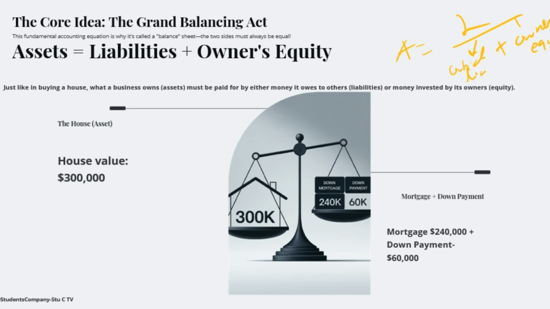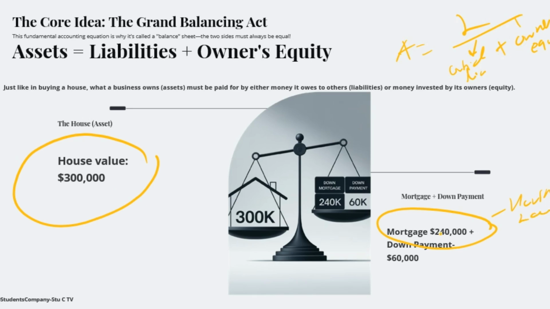So a simple example: if you want to buy an asset of 3 lakh dollars, suppose you are buying a house of 3 lakh rupees or dollars, how will you get money for this asset? You will get it from a housing loan, mortgage loan. From there you will get 2 lakh 40 and the remaining you will make a down payment. So this is your own funds.